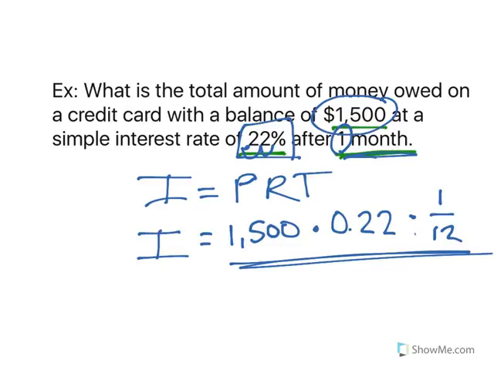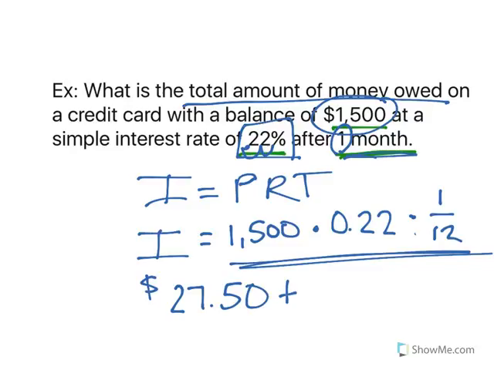So again, you can get out your calculator, and this is your formula you're going to have to multiply. After you multiply this, you're going to get $27.50. That's just the interest, and it asks us what's the total amount of money owed. So it's not going to just be $27.50.